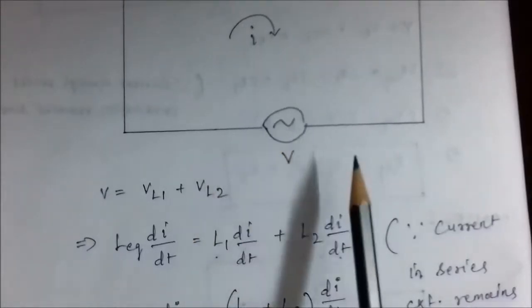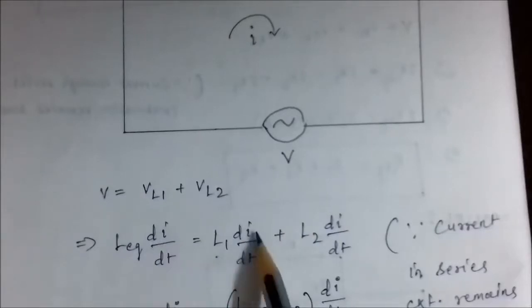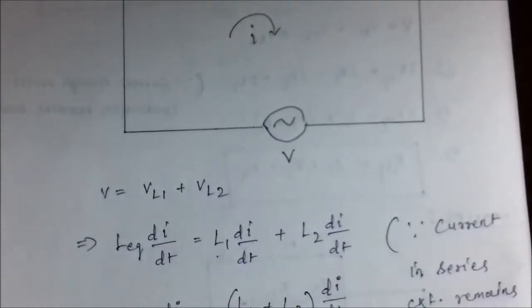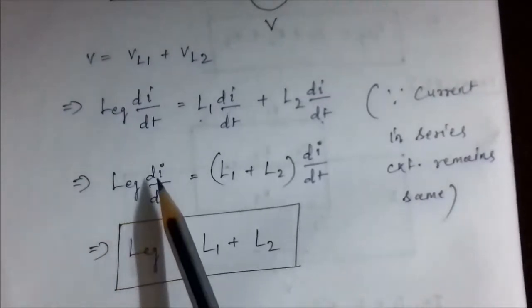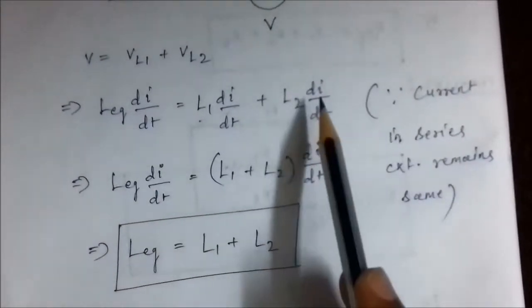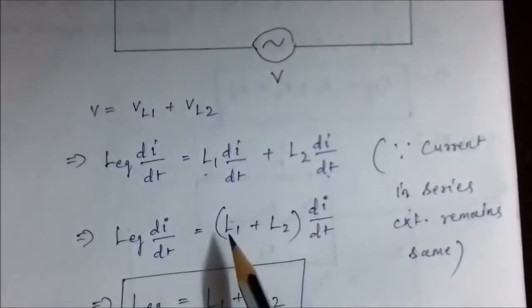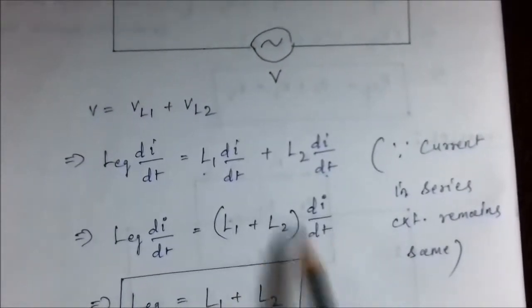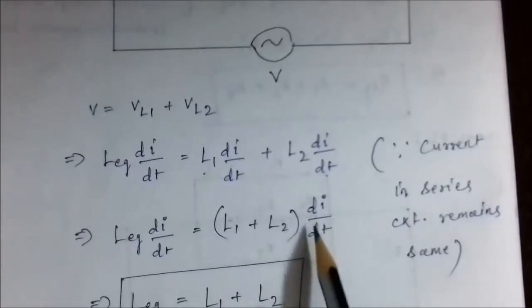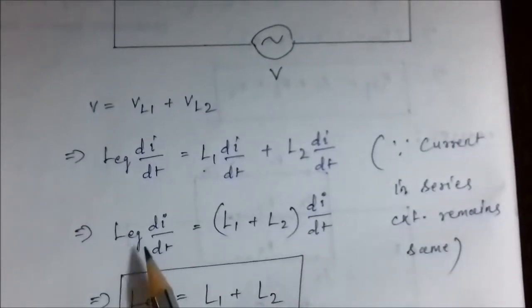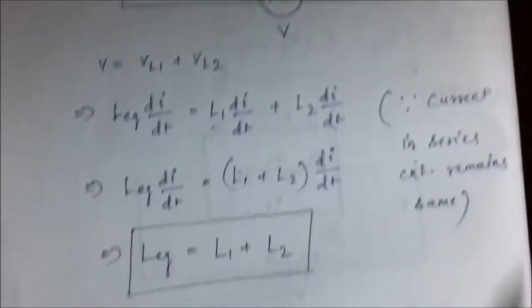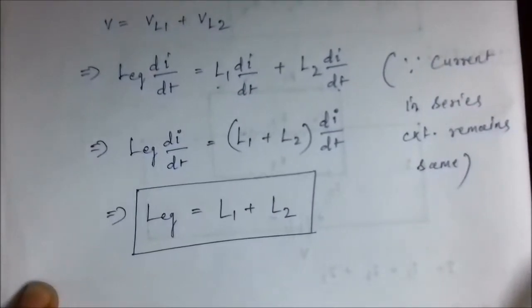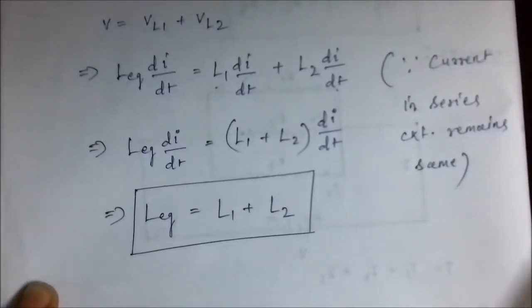As the same current flows through the series combination, the current remains the same here. So again, L equivalent di by dt, di by dt is common from these two, and we can write it as L1 plus L2 into di by dt. So the di by dt gets cancelled from both the LHS and the RHS, and we get L equivalent is equal to L1 plus L2.